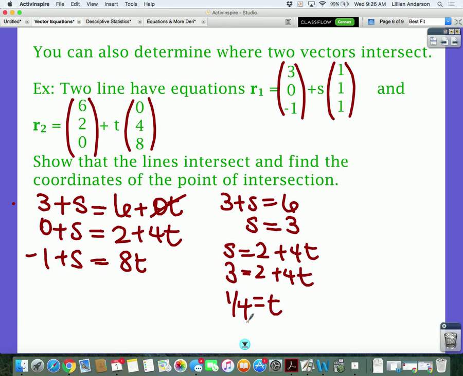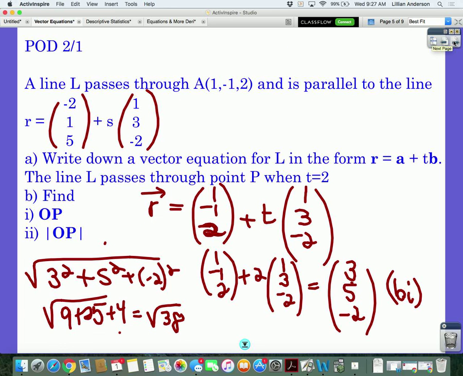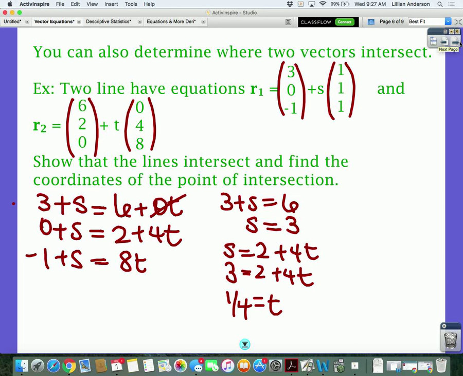All right. So now that you have your S and you have your T, this is that first part where it says to show that the lines intersect, okay? We did something like this last time, where we showed that a point was actually on the line. So at this point, let's double check that last equation. This is the whole showing part, the first part of the question.